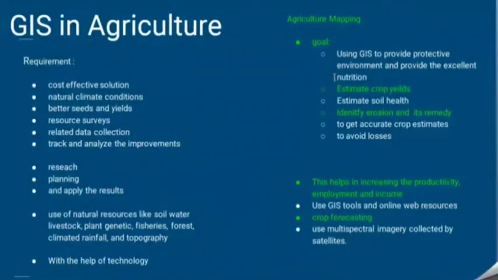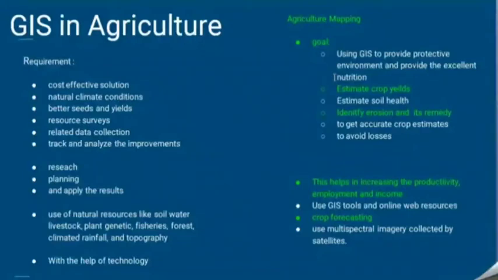For example, if you are talking about agriculture mapping, the goal is to provide a protective environment and provide excellent nutrition crops. So first of all, we need to estimate what kind of crop yields we could get from here, estimate what kind of soil health we could have, identify what kind of erosion problem we could have, and what kind of remedies.